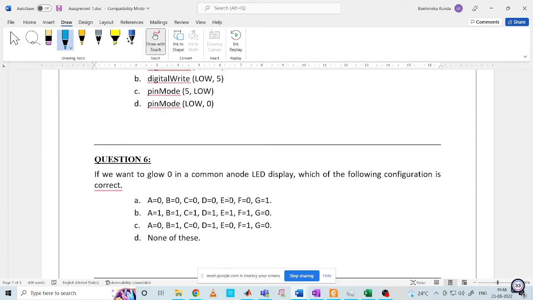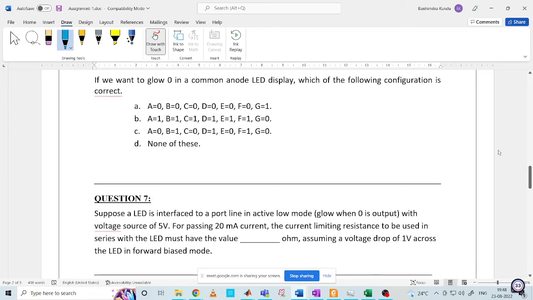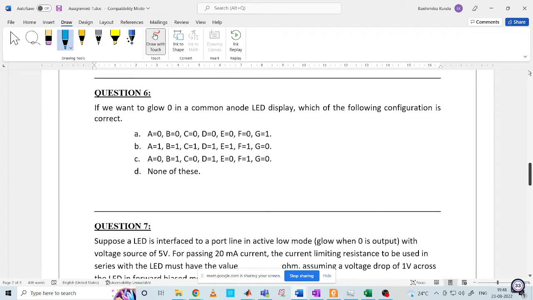Common LED, common anode. I think favorite topic for all of you. Yeah, which one? Questions skipped? What's the question? Option A. We want to blow zero in a common anode.